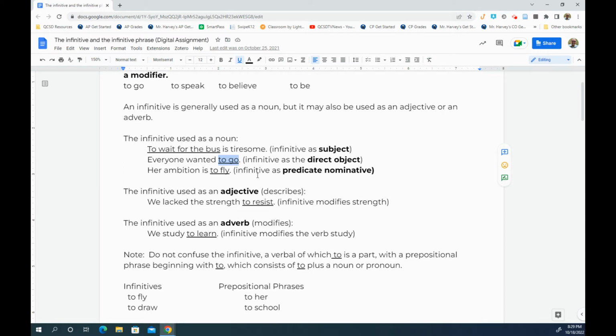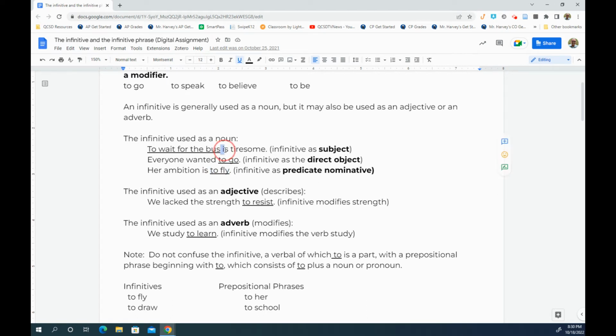And the last example here is an infinitive functioning as a predicate nominative. Remember, a predicate nominative is always paired with a to be verb, and it always comes in the predicate part of the sentence, so it's after the verb. So if I said her ambition is to fly, the infinitive to fly is renaming what the subject of the sentence is, which in this case is her ambition. So her ambition is the subject, is is the to be verb, and then to fly, the infinitive, is functioning as the predicate nominative.